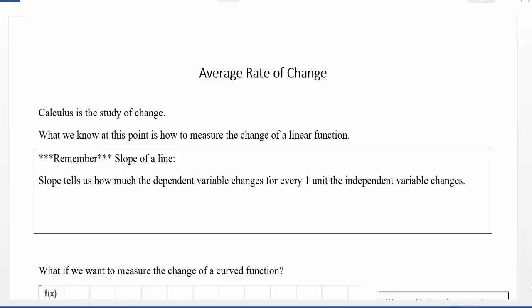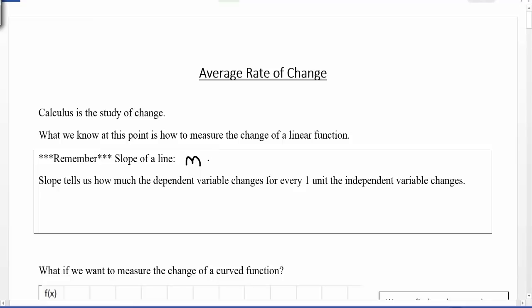So if we have a line, the way that we talk about how it changes is with a term called slope. So hopefully you remember hearing about the slope of a line. The slope of a line tells us how much the dependent variable changes for every one unit that the independent variable changes. The slope of a line has a lot of ways to denote that that's what we're looking for. Oftentimes, you'll see slope of a line called m.